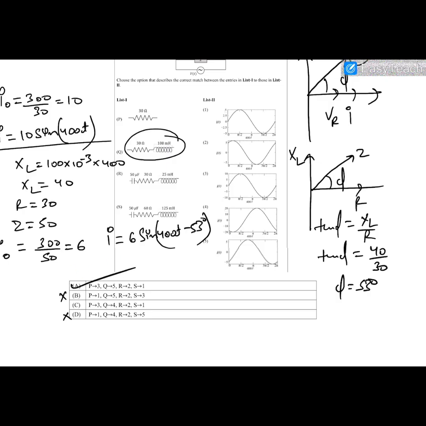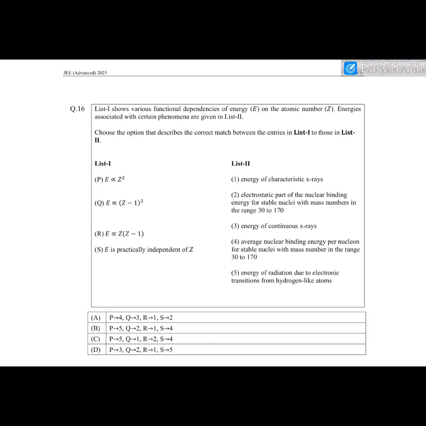Okay, now we move on to the next question. In this question you can see that list 1 shows the functional dependencies of energy of different phenomena on atomic numbers, and list 2 shows those phenomena. So again we will check the P option and we will see that there are 3 matchings of P: 4, 5 and 3. So first of all we see that E is proportional to Z square.